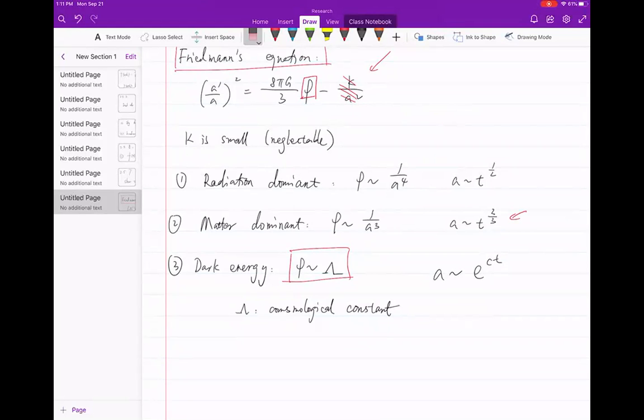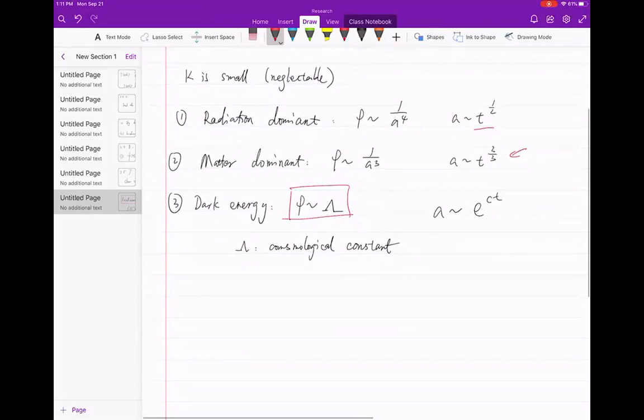The second case we did was radiation. So we have photons running around with the speed of light. As you increase the size, the number of photons reduces like this, but also the energy of each photon, because your wavelength becomes bigger and your frequency becomes lower, also changes as 1 over A. So together, rho is proportional to 1 over A to the 4th. We solve it, and we find A is roughly T to the 1/2. Okay, the first two are correct.